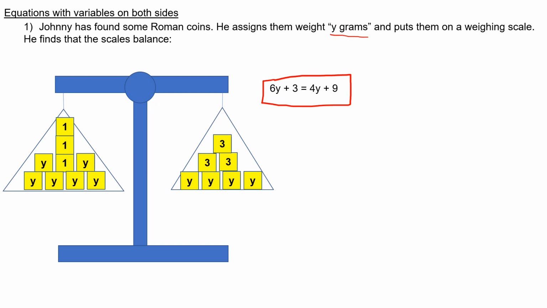is 9 grams. In order to find the weight of one coin, he can remove weights from both sides until he ends up with 1y on one side and a numerical value on the other, or possibly 2y on one side and a number on the other. Notice the steps that we're going to follow.